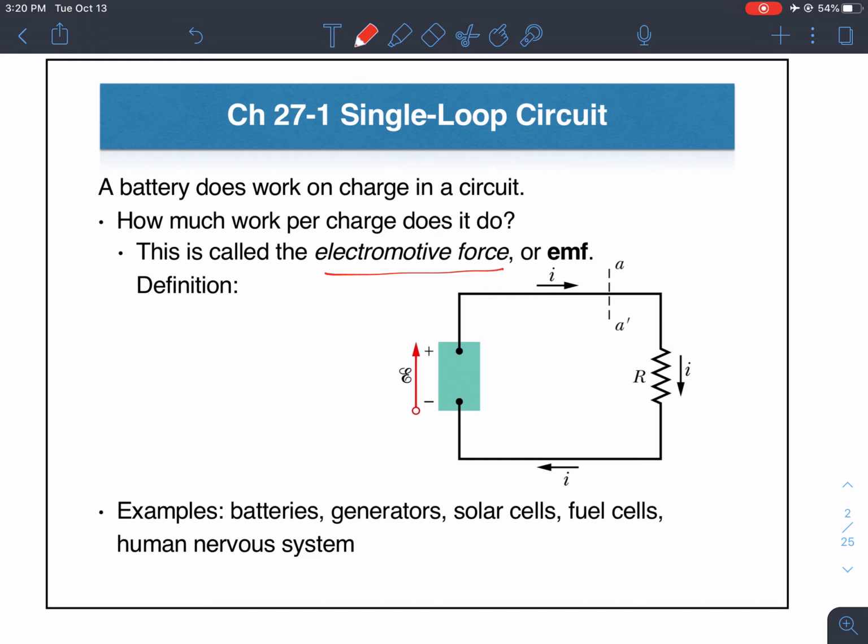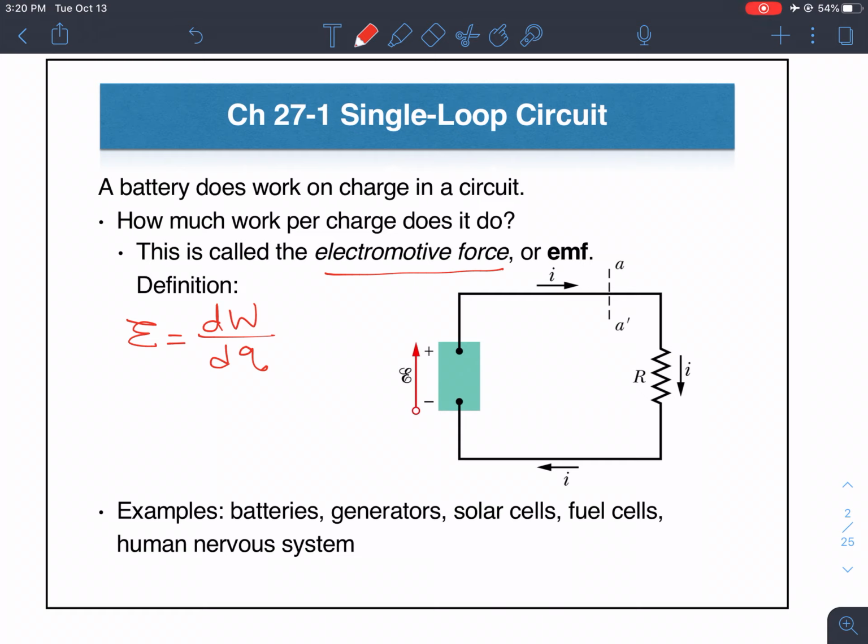It's not really epsilon. I usually say epsilon, but it's a little curlier than what we've been using for the epsilon, so it's a little different symbol. So what is the definition? Since it's related to how much work per charge it does, we have EMF, the work over charge. And if you recall this from chapter 24, this is really the definition of potential difference.